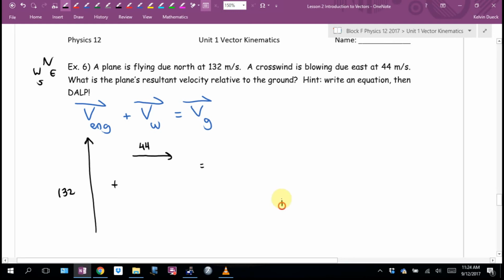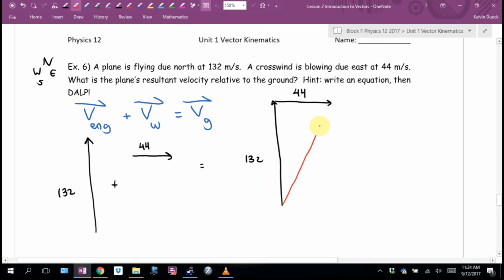It's going to look like this. 132. Thank you, by the way. You're making it more memorable, which helps everyone else. And then tip to tail. So there's the tip of the first, the tail of the second. So the 44 goes there. You could also draw 44 over and then 132 up, but I'll go in the order they gave them to me.